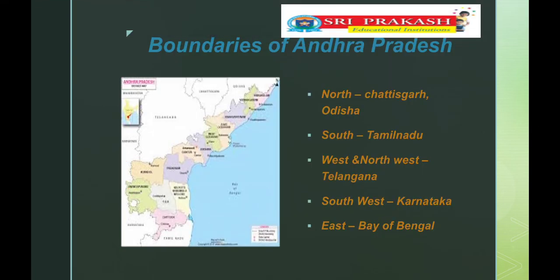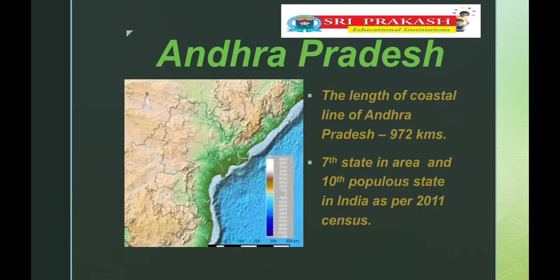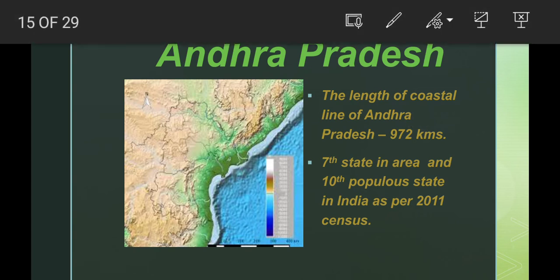And next one, if you see the next slide, what about Andhra Pradesh, children? We have to know about Andhra Pradesh. The length of the coastline of Andhra Pradesh is 972 kilometers. The coastline starts from Srikakulam to Nellore. This is totally Andhra Pradesh, which is near the Bay of Bengal. Nearly 9 districts come under coastal Andhra Pradesh.